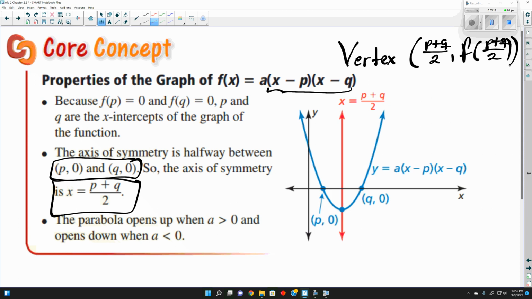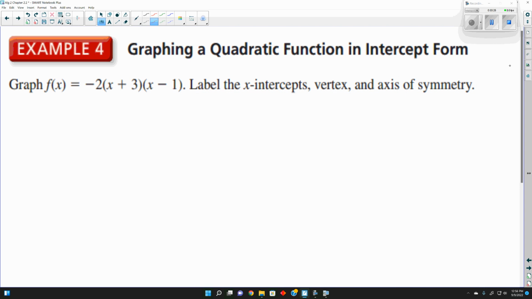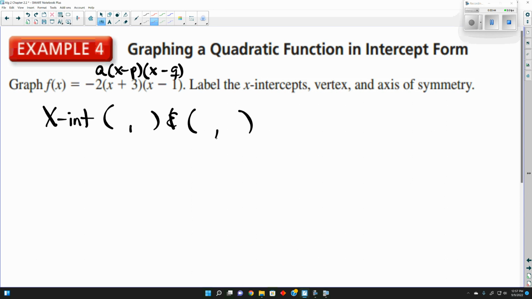Okay. So we want to find the x-intercepts, the vertex, and the axis of symmetry. Now the general equation comes in the form of a times (x minus p) times (x minus q). And our x-intercept is going to be two points, in the form of (p, 0) and (q, 0).